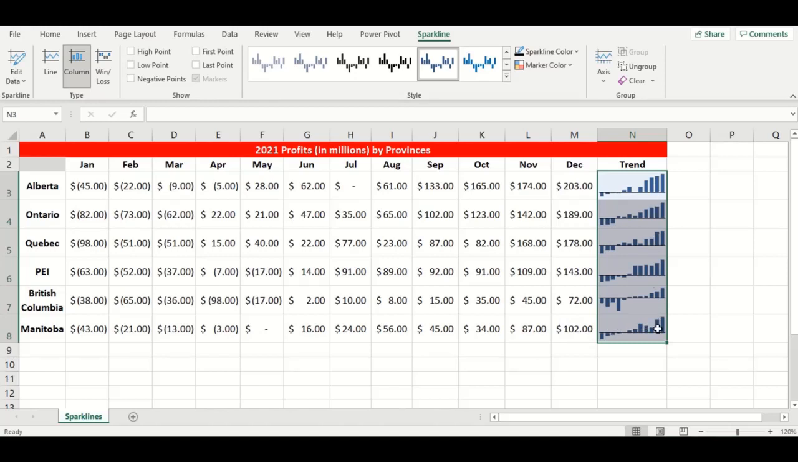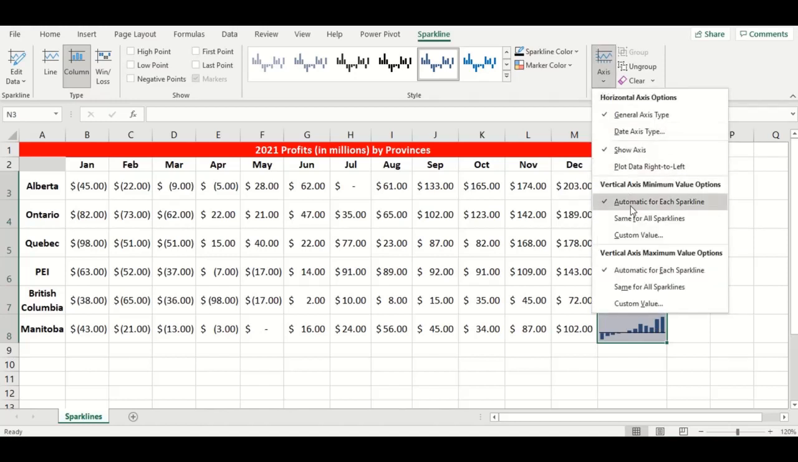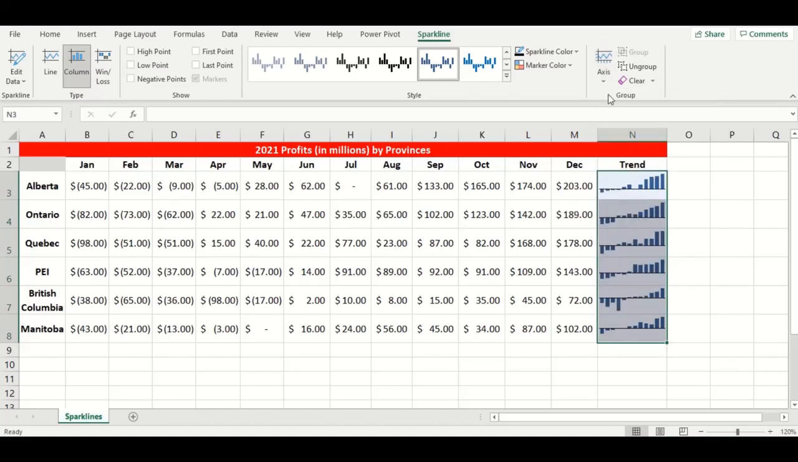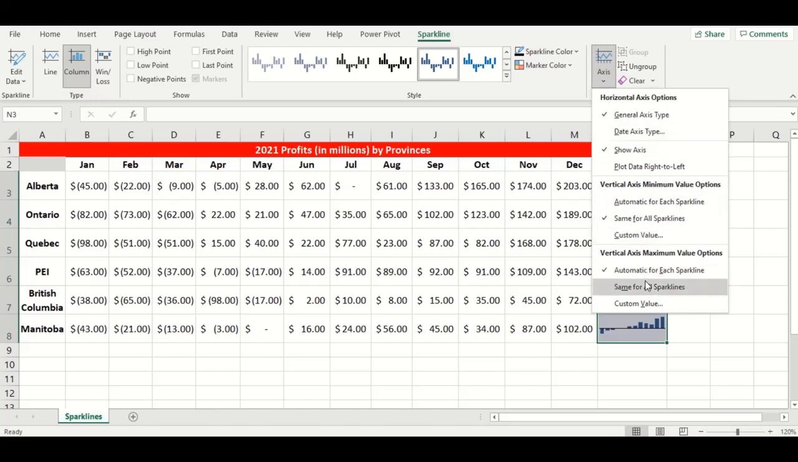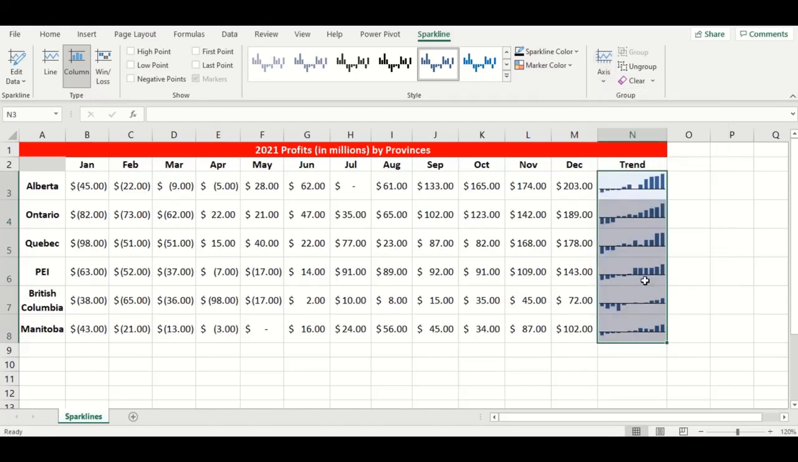Well, in order to fix this problem, we go to Axis again and apply same for all sparklines for minimum value and same for all sparklines for maximum value. Now you will notice that it isn't looking all bad, is it? But the question is if this is a better sparkline than before. Let's switch it again to Line Sparkline for comparison. Well, I think either one works.